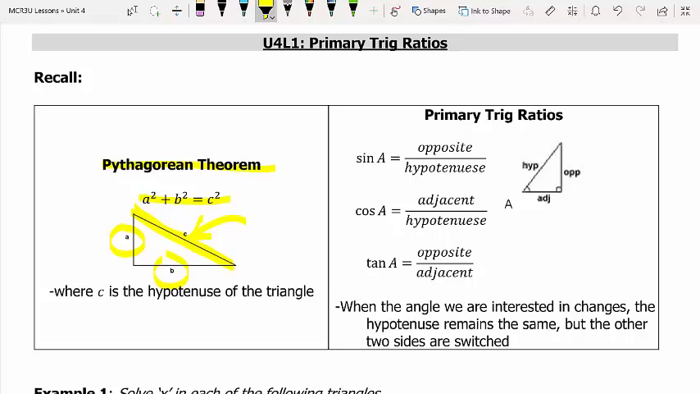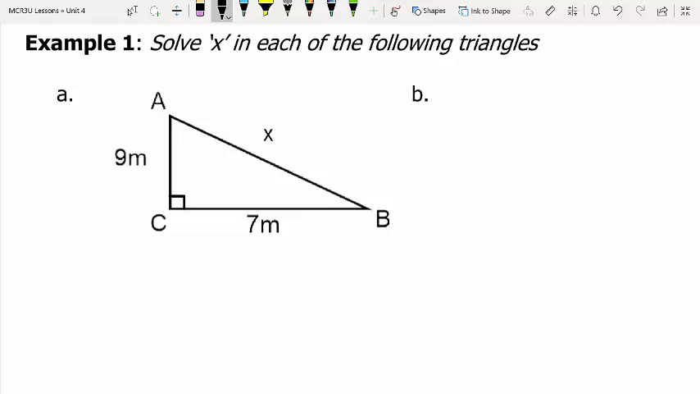We also learned about primary trig ratios, and they are listed here. Recall, you can remember them through the acronym SOHCAHTOA, and they help you to find the measure of angles and/or side lengths in right angle triangles. Example 1, solve for x in each of the following triangles.